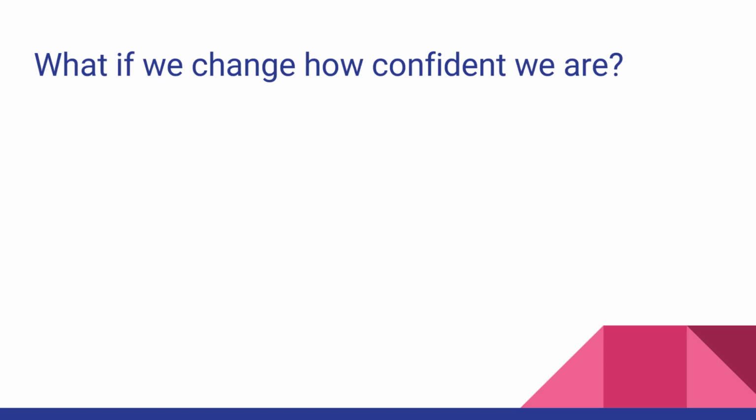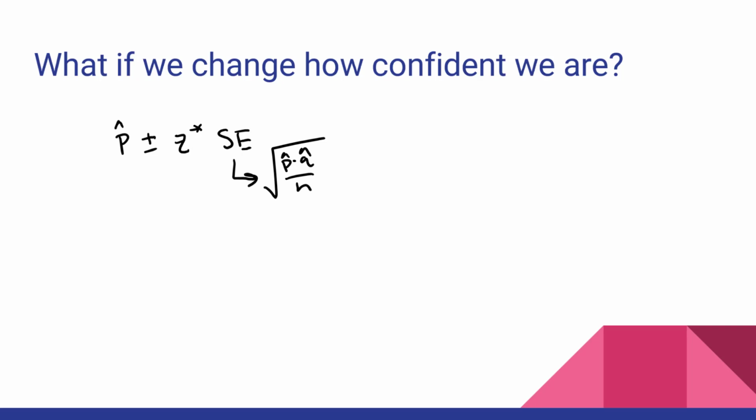So what if we changed how confident we are? How does changing confidence affect the size of our confidence interval? If we write out the formula for a confidence interval again, we see that it is equal to p hat plus or minus z critical times your standard error. You know that your standard error is equal to the square root of p hat q hat over n.